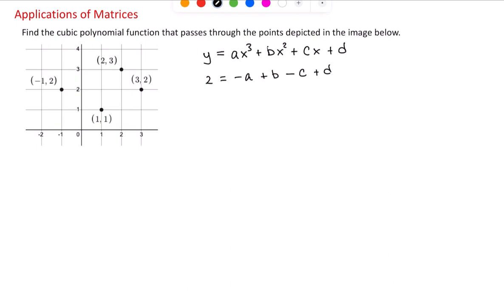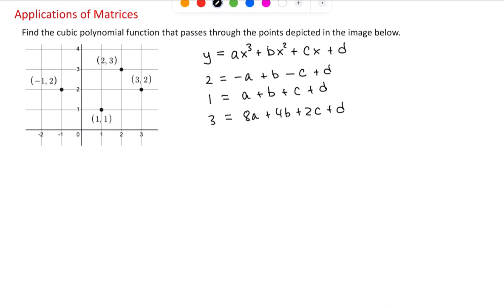Now consider the point 1, 1. Well, when y is 1, x is 1. Change all the x's to 1, and this gives us simply a plus b plus c plus d. The third point, 2, 3. Plug in 3 for y. At the same time, you plug in 2 for x. 2 cubed is 8, so we have 8a. And then we're going to have 4b plus 2c plus d.